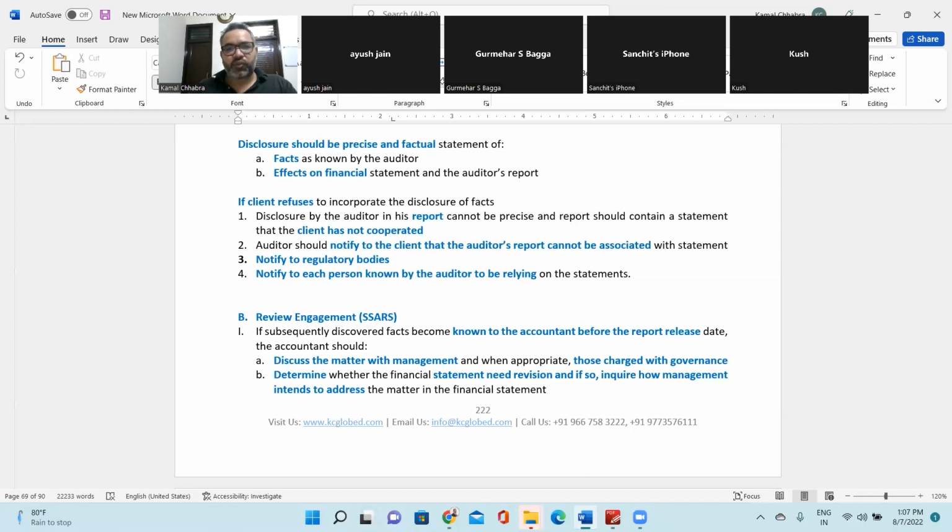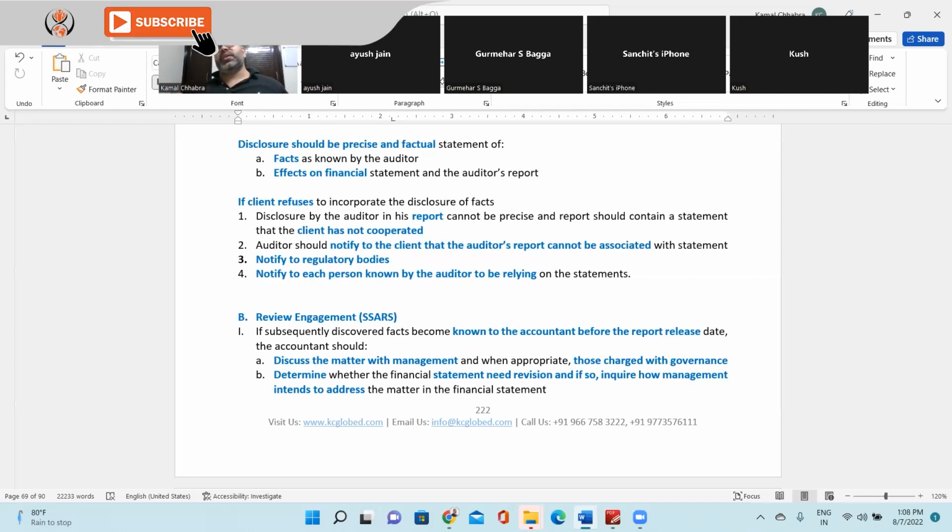Disclosure should be a precise and factual statement of facts as known by the auditor and the effect on the financial statements. So these are the disclosures required. If the client refuses to incorporate the disclosure of the fact, the disclosure by the auditor in his report cannot be precise, and the report should contain a statement that the client has not cooperated. Disclosure of the facts, information and numbers is the responsibility of management to be disclosed in the financial statements. In the auditor's report, you generally do not communicate the numbers. There you will be communicating that management has not cooperated in considering this subsequently discovered fact.